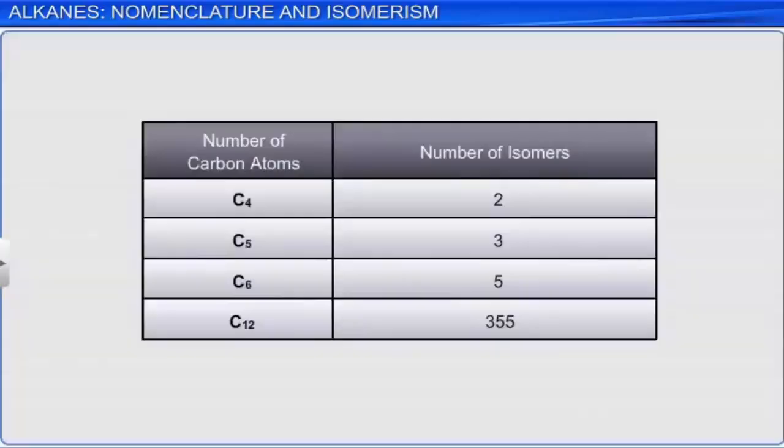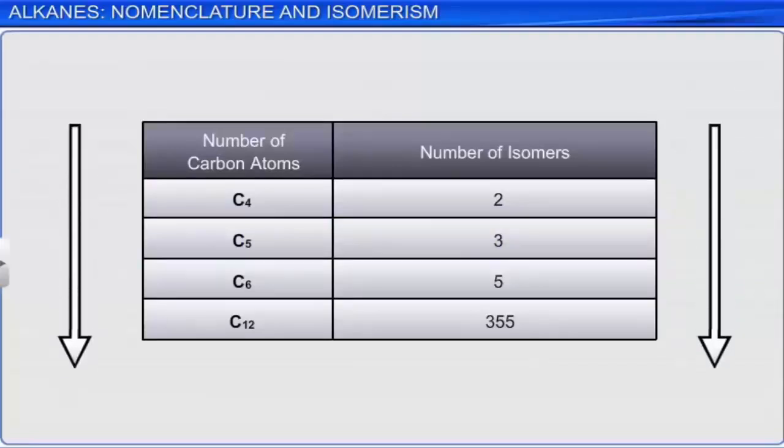The table here gives the number of isomers present for a given molecular formula. Butane has 2 isomers and pentane has 3. Similarly, as the number of carbon atoms goes on increasing, the number of structural isomers goes on increasing.